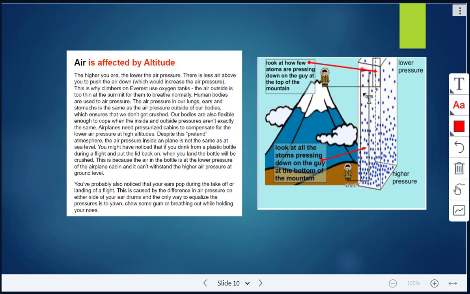Yeah, so here in this picture we can see lower pressure, less particles, and down here we've got higher pressure, we've got a lot more particles.